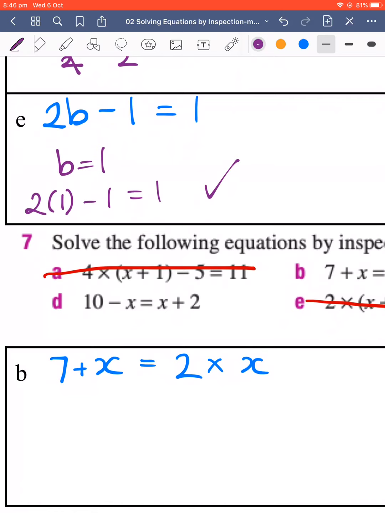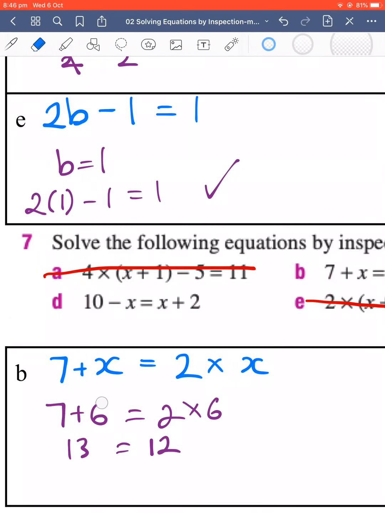So let's try 7 plus 3 to start off with, equals 2 multiplied by 3. So I've got 10 equaling 6. Too low, so let's try something a bit higher. You're going to do this process a couple of times until you get to where you need to be. So if I try 7 plus 6 equals 2 times 6, 7 plus 6 is 13, and 2 times 6 is 12. We're getting close.